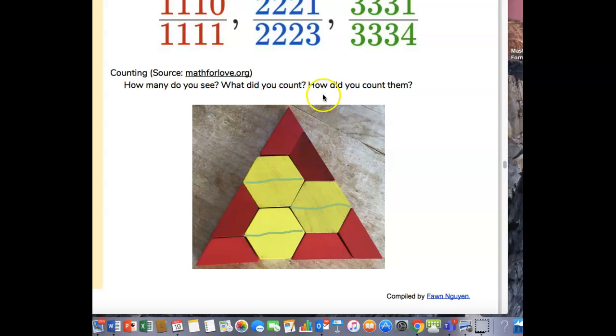What did you count? So what these are called are trapezoids. So how many do you see? We could say 1, 2, 3, 4, 5, 6, 7, 8, 9, 10, 11, 12. Well, I see 12 trapezoids. How did you count them? You just counted them and you divided these. 1, 2, 3, 4, 5. These are hexagons. 6-sided figures, hexagons. You just divided them in half to make 2 trapezoids.